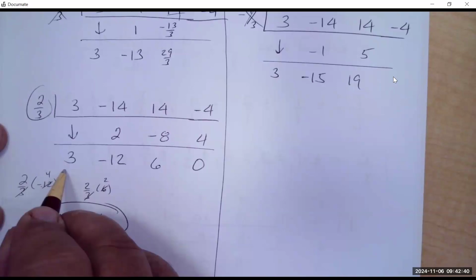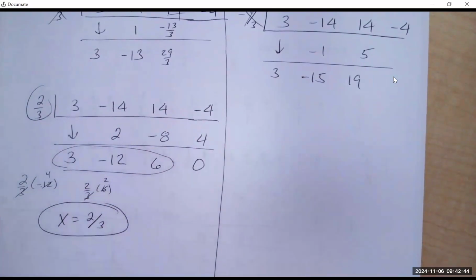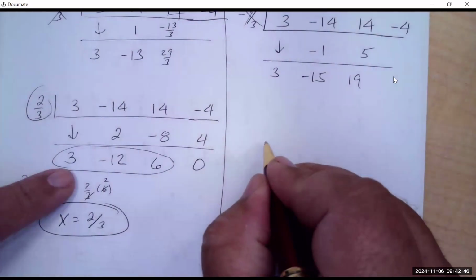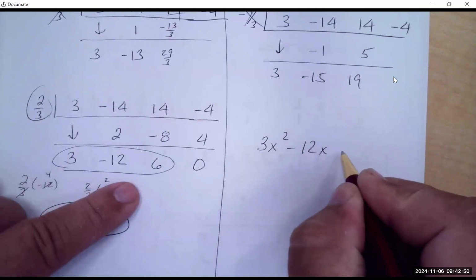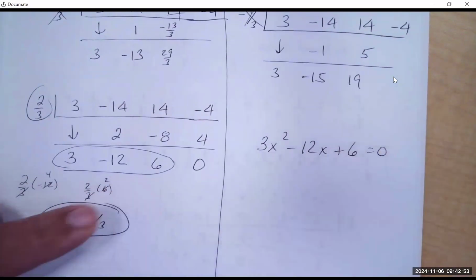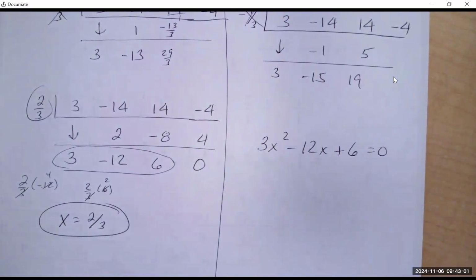Now, if you look at this equation that we have to deal with now, it's a quadratic equation. This one is 3x squared minus 12x plus 6. The reason I say it's important is because now we know how to solve quadratic equations. We can use the quadratic formula or we can factor it.